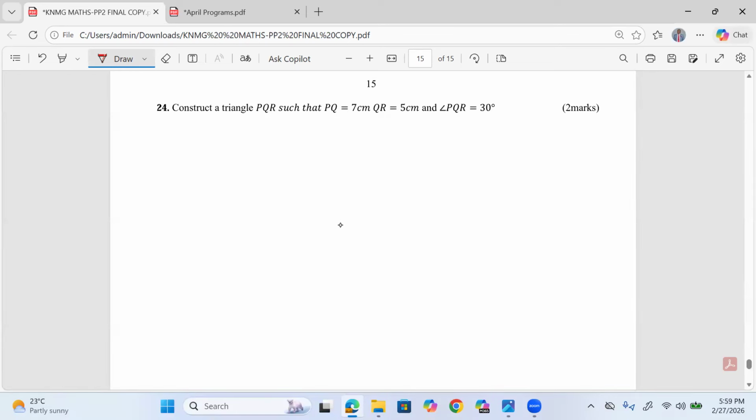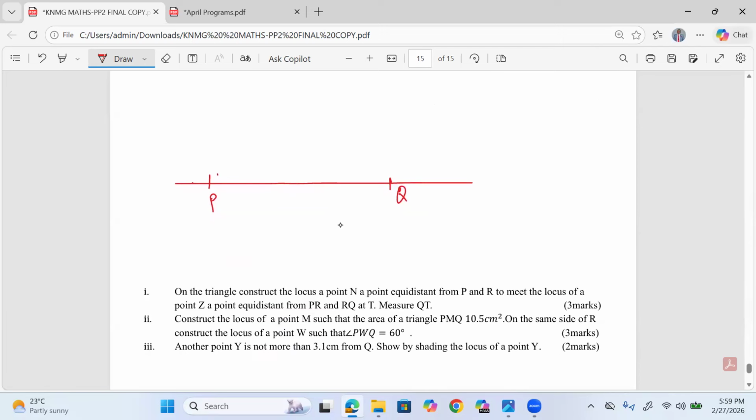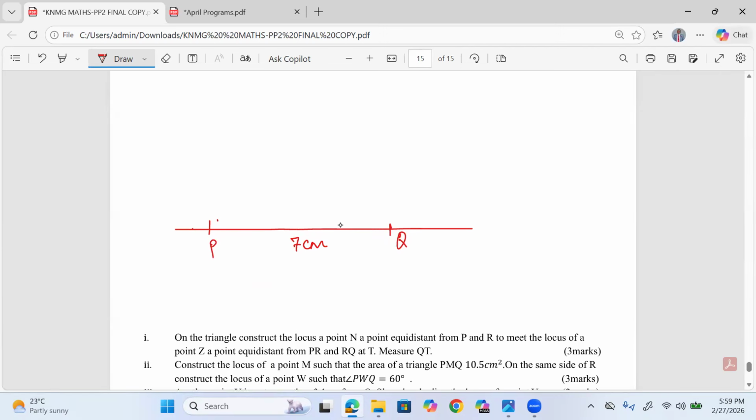So I will start by drawing a straight line. I mark point P on one side. Then using an arc of 7 centimeters, I mark off the other side. That becomes our Q. So we are having 7 centimeters like that. Allow me to prolong this length kindly. Let me produce it like that. Yeah, we are having PQ.